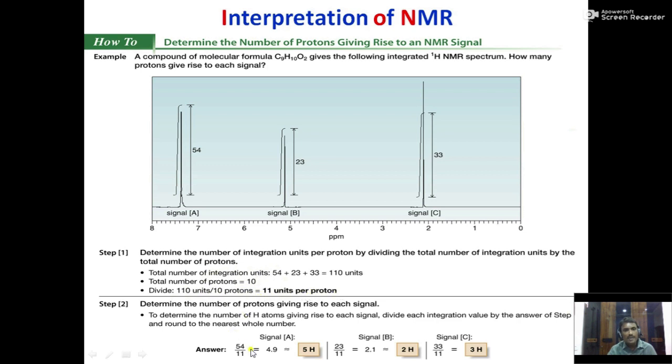Now just divide each integration unit value by this units per proton. Divide 54 by 11, you will get 4.9, which is approximately equal to 5. So this is saying that this signal is because of 5 protons. Then similar is the case with signals B and C. We come to know how many protons each signal corresponds to, and we can correlate it so that we can determine the structure of the compound.